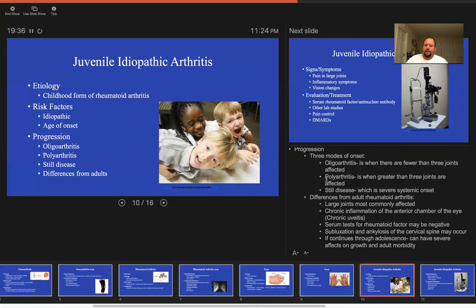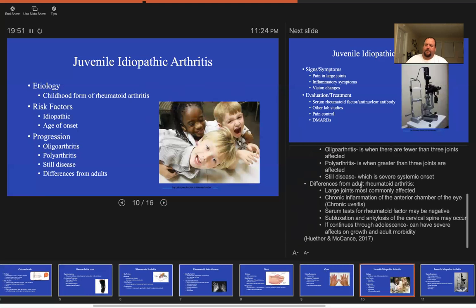Oligoarthritis, which affects 3 or fewer joints. Polyarthritis, which affects more than 3 joints, and Still disease, which is a severe systemic onset of juvenile arthritis.